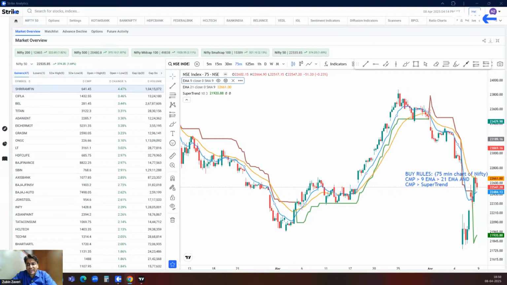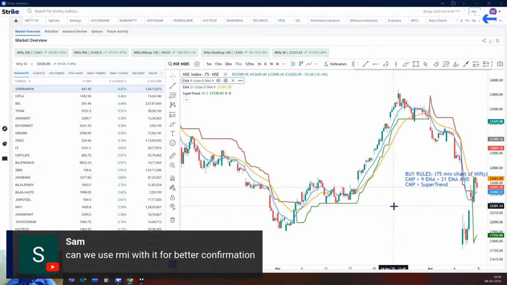Sam, yes, we can definitely use RMI for better confirmation. But we will look at RMI probably after we understand this particular method completely. But I hope you have understood the method.